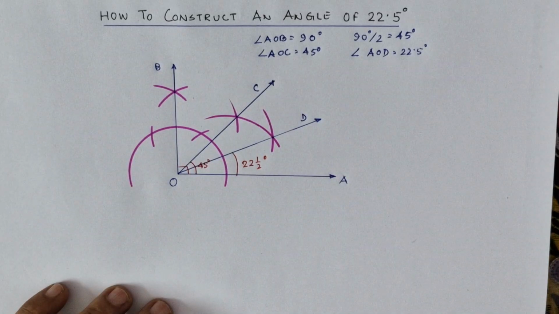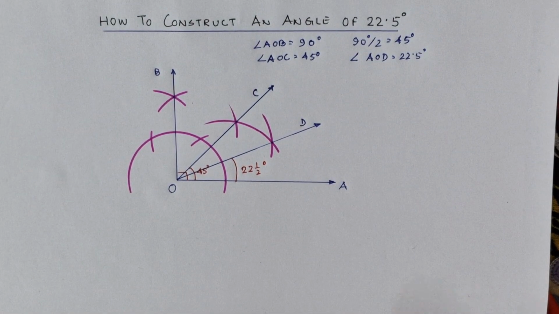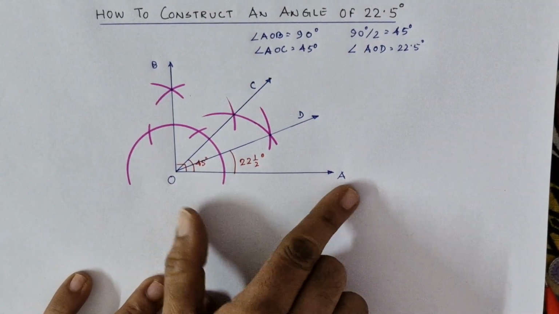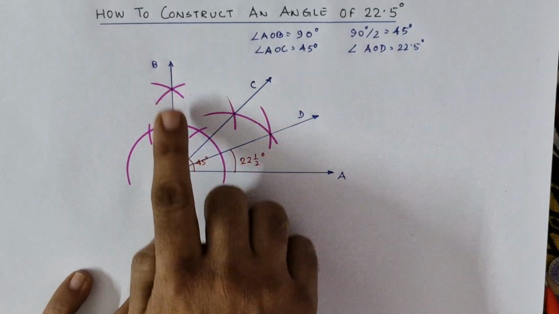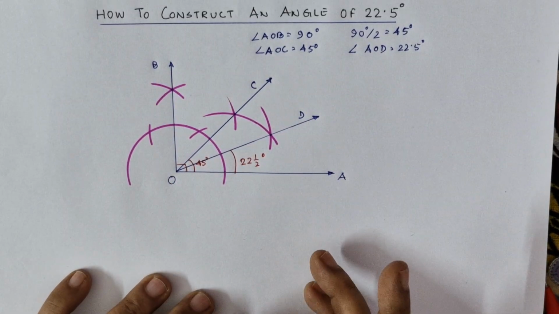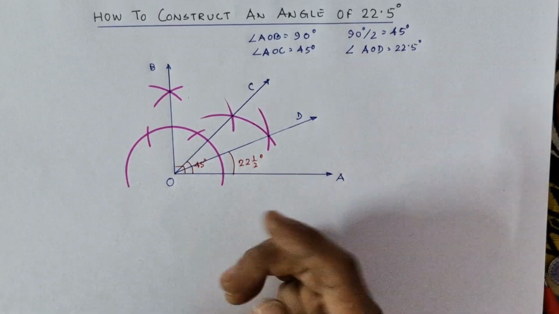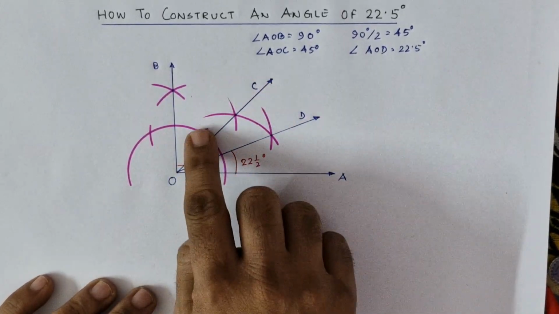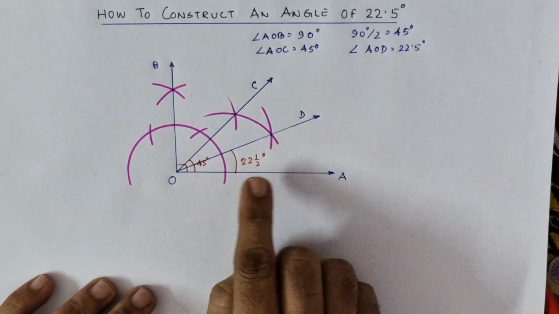Okay, students. So this is a very simple way of constructing an angle of 22.5 degrees. Let's recap. First of all, you need an arm of an angle like AO. From the vertex O, construct an angle of 90 degrees. Then as usual, follow the simple rule of bisection and bisect the angle of 90 degrees to get 45 degrees. Now again, bisect 45 degrees to get 22.5 degrees.